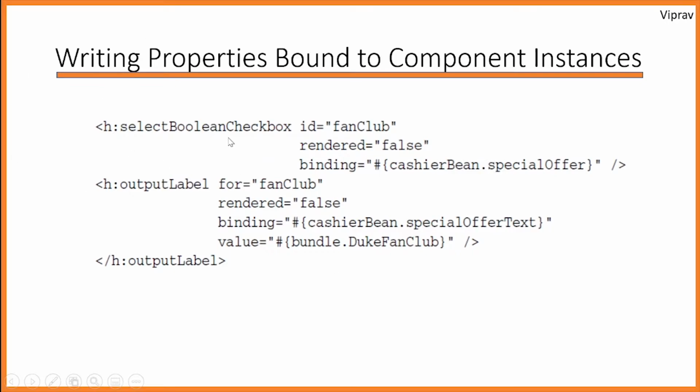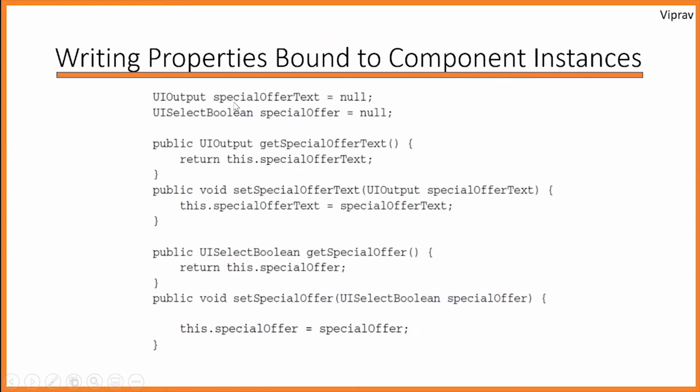Now let's take a look at this code over here. We have a little checkbox and we have a little output label next to our checkbox. What this does is it tells us that our checkbox is not rendered yet, and the output label next to the checkbox is also not rendered. These two are bound to the cashier bean's specialOffer and specialOfferText managed bean properties. If we go to our managed bean, you can see that our specialOfferText is UIOutput, because it's part of the text output, it's a string, and UISelectBoolean for the specialOffer, since it can only be true or false.